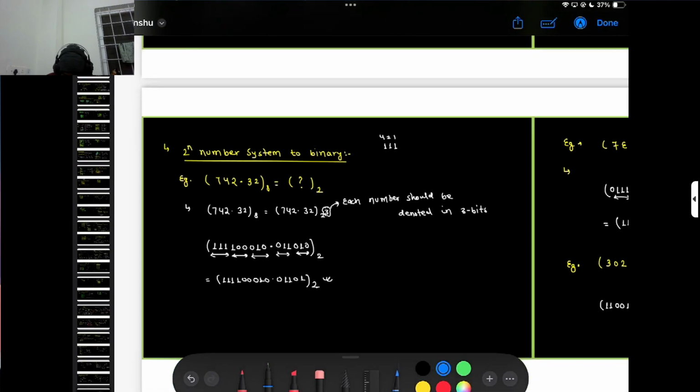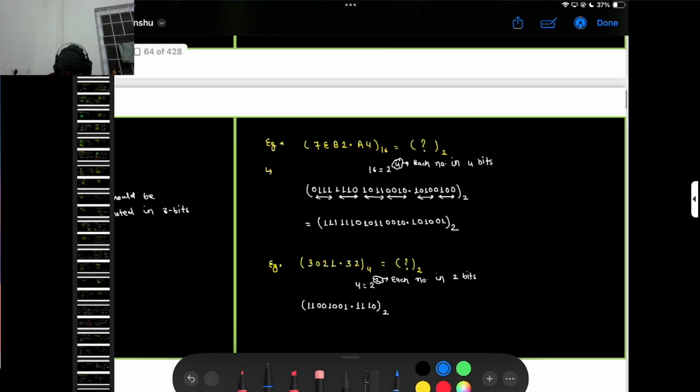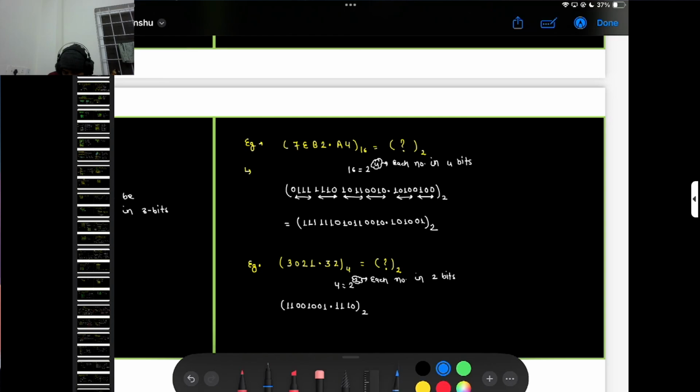So to convert a number system like this, for base 2, this is like this, and this is 7 4 2, so 7 4 2 and 2. So this is also my base 2. So if we write in a simple way, I can write. And for base 16, 7 EB2 A4. So for 16, each digit is 4 bits.